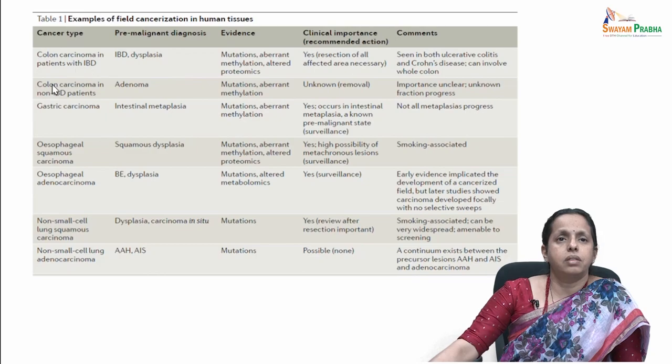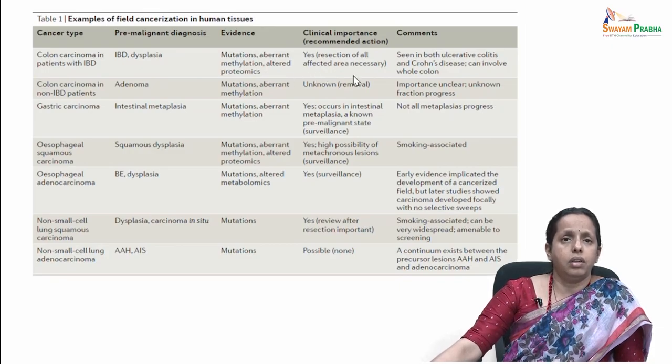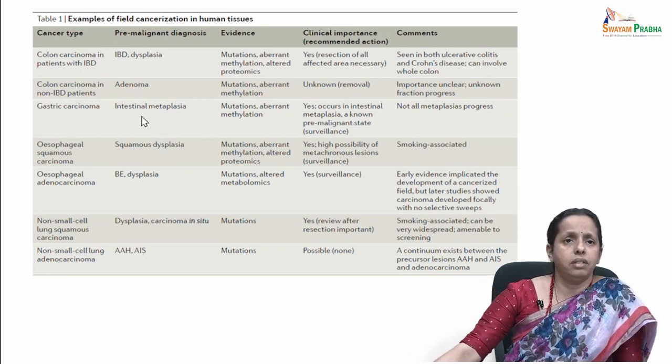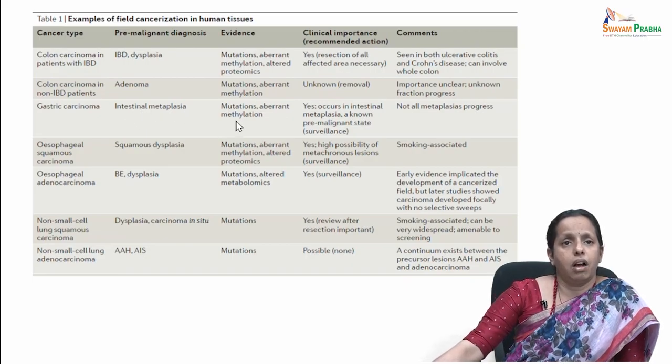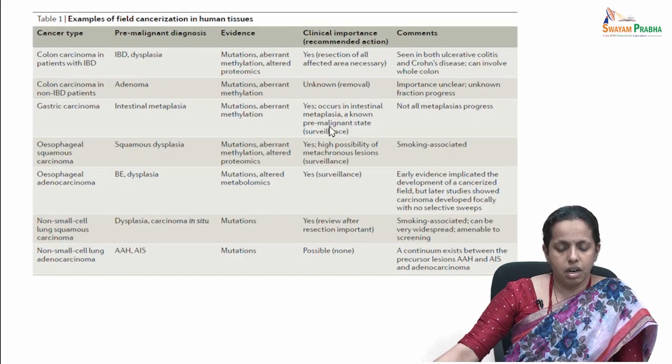So now, what are the different examples of cancerization field in human tissues? You have the colon carcinoma, where you have the pre-malignant diagnosis in the dysplasia. You can clearly see different mutations. We can see aberrant methylations, altered proteomes, and then yes, it is resection. How do they take care of it clinically? Clinical resection of all the affected areas where necessary, and then you have the gastric carcinoma, where you clearly see intestinal metaplasia. There are mutations and there is aberrant methylation. So it occurs in intestinal metaplasia and has a known pre-malignant state.